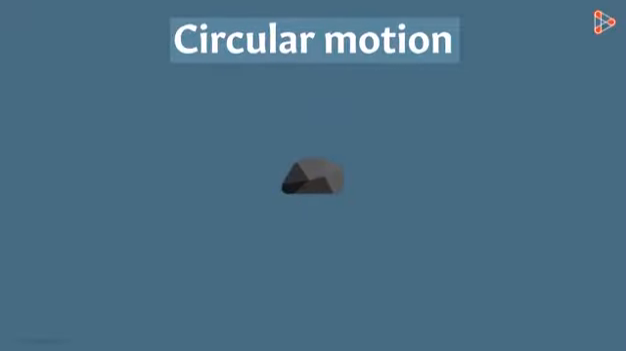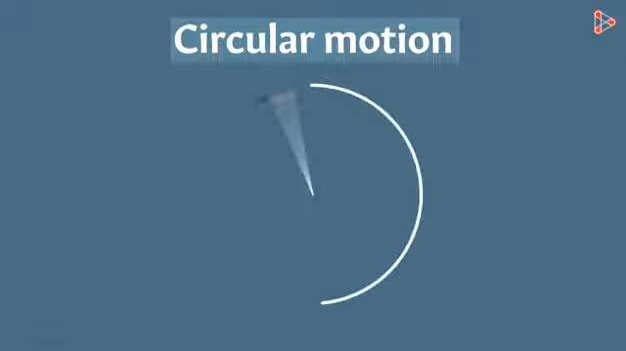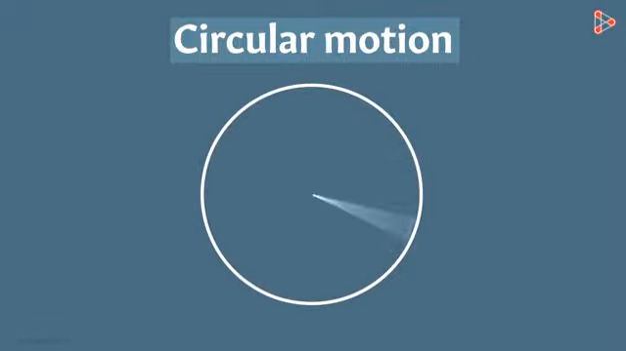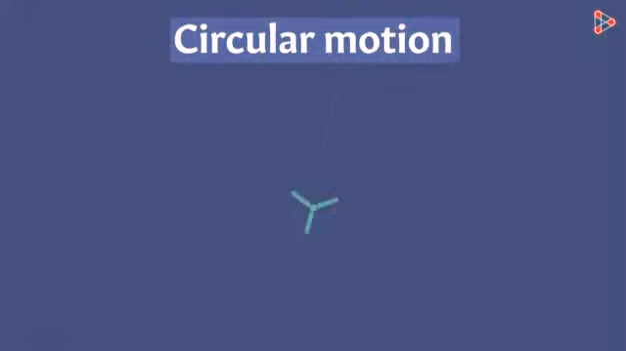Take a small object and tie it to one end of a rope. Take the other end of the rope in your hand and whirl it around in circles. You see that the object is performing circular motion. Notice that the distance of the stone from your hand is always the same.